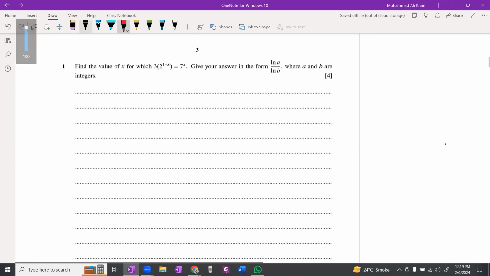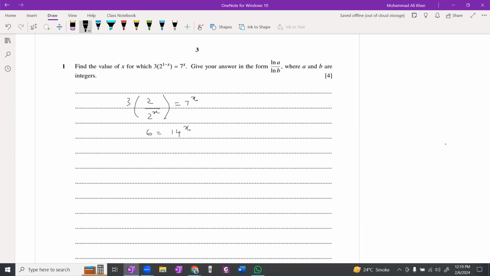Question number 1 is find the value of x for which 3 into this, the whole equation is given. Give your answer in the form of ln A over ln B. Starting. So it will be 3 in the bracket, it is 2 into 2 power minus x, which will be 2 upon 2 power x equals to 7 power x. So 3 to the 6 equals to 7 to the 14 power x.